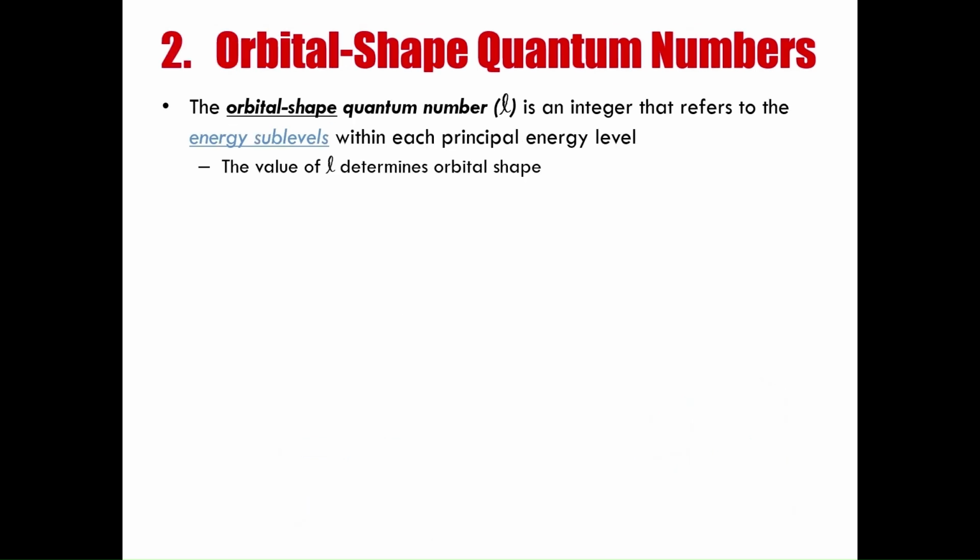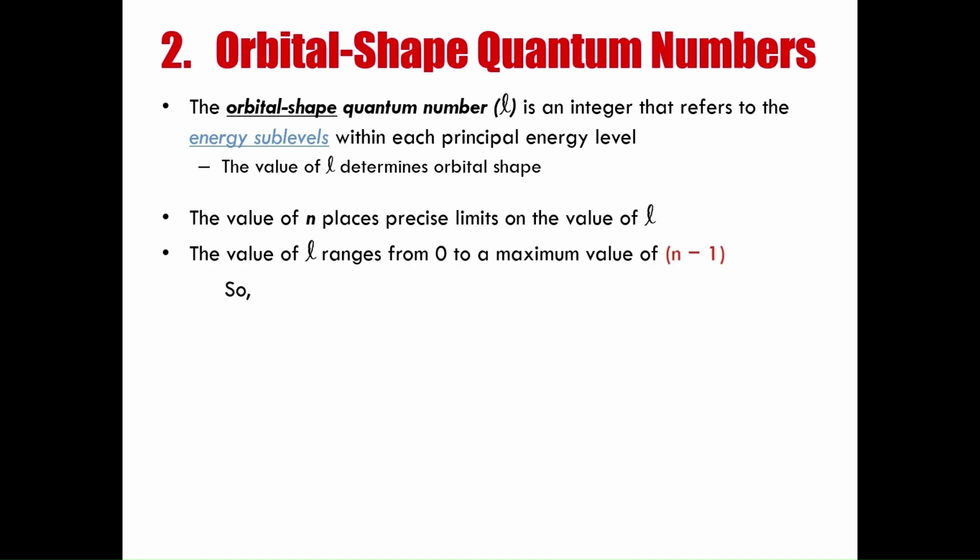The second quantum number is called the orbital-shape quantum number. It's symbolized by lowercase l, and it's an integer that refers to the orbital shape of the sublevels within each principal energy level that we described in the last slide. The value of n places precise limits on the value of L, and the value of L can range from 0 to a maximum value of n minus 1.